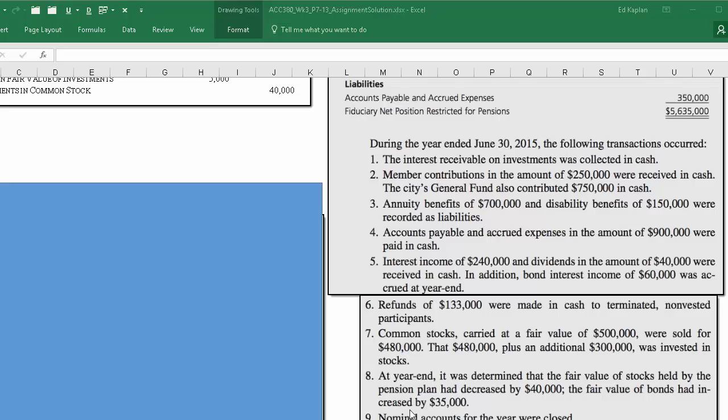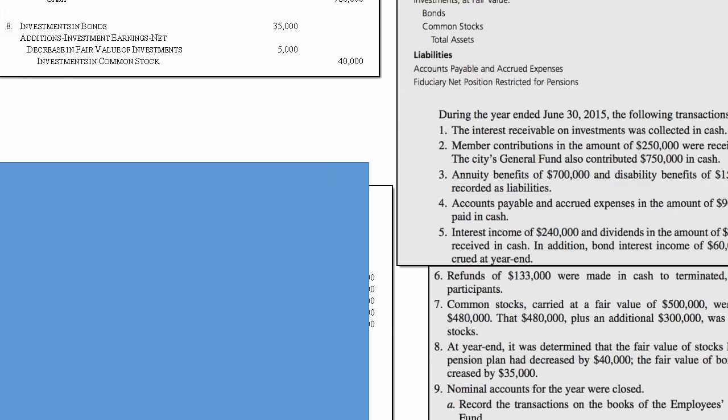All right, now if you look to the bottom right, at year end it was determined that the fair value of stocks held by the pension plan had decreased by $40,000 and the fair value of the bonds had increased by $35,000. I've repositioned the screen so that you can see transaction 8. So what do we show? We show the increase of the investment in bonds by $35,000. And we also show an increase in additions, investment earnings, net decrease in fair value of investments of $5,000. And so the credit goes to investments in common stock of $40,000. And that's how we reflect transaction 8.